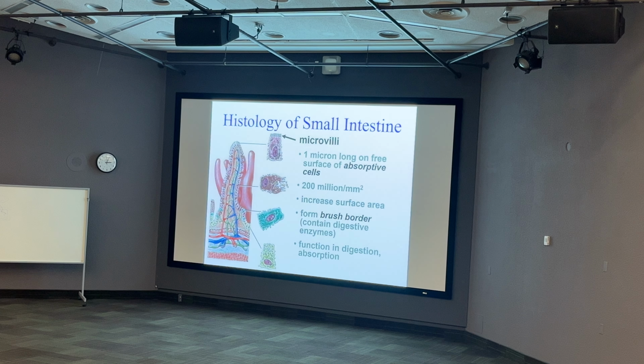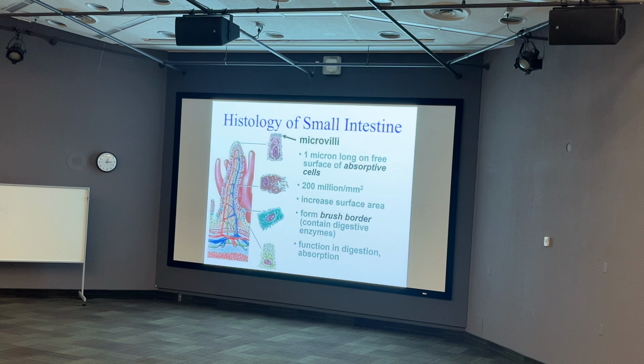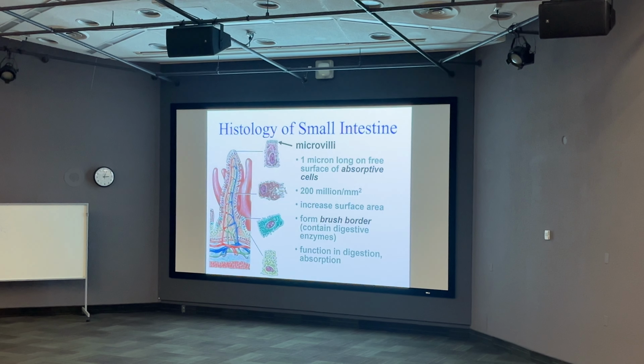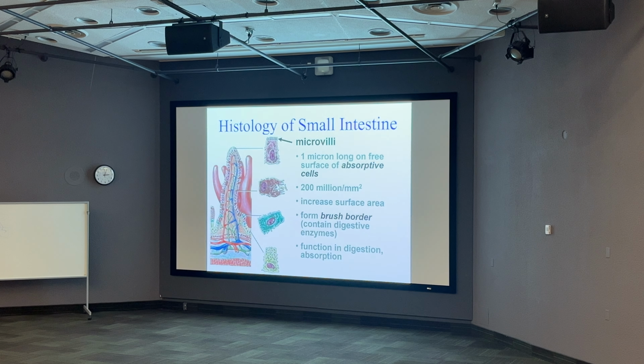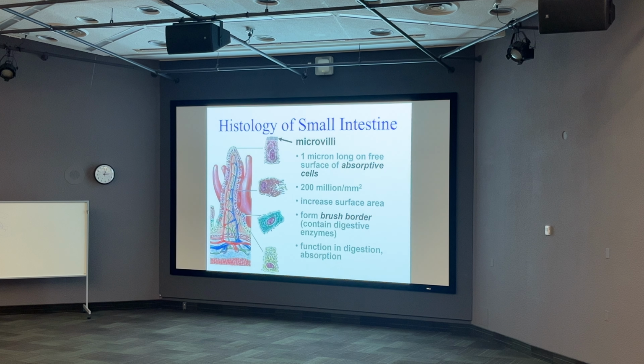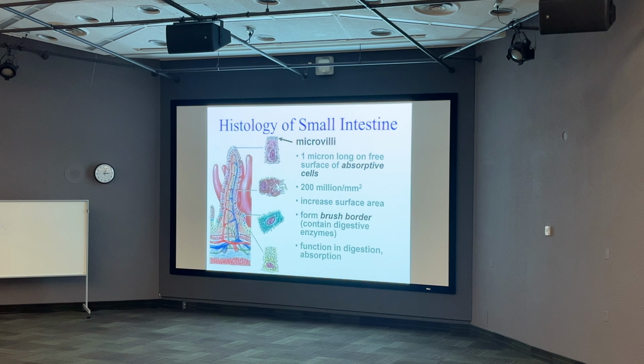And so this surface area of that cell is what we call the brush border, because it looks kind of like a brush and it's right along the border of our intestinal wall. And so that's where we're going to find a lot of these digestive enzymes, and where absorption is going to take place is right through those absorptive cells and then into the capillaries that we find at the center of the villus.